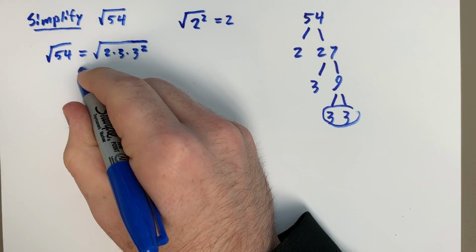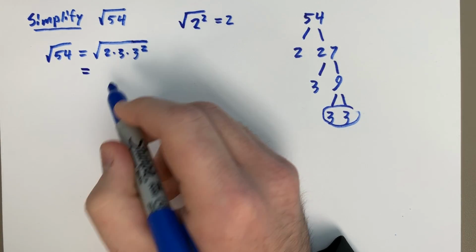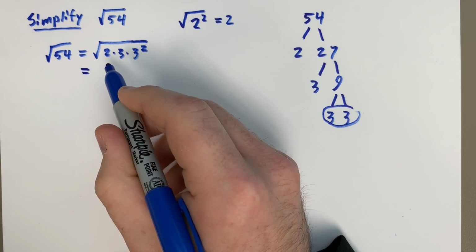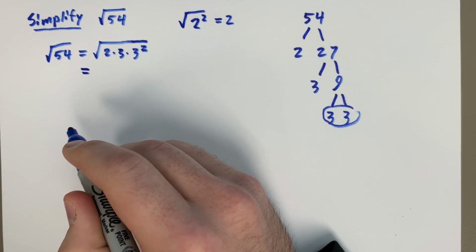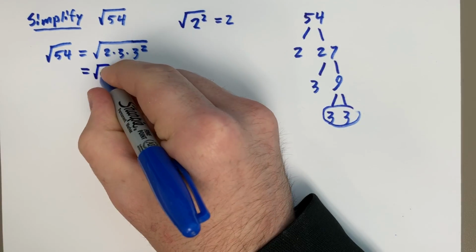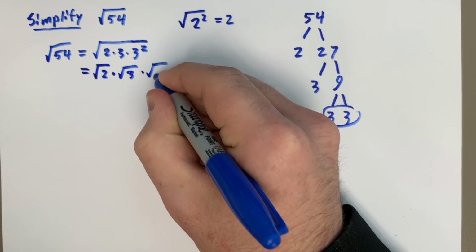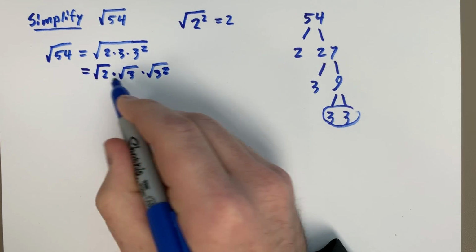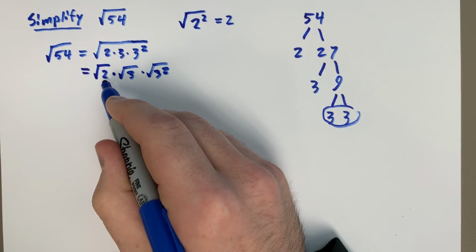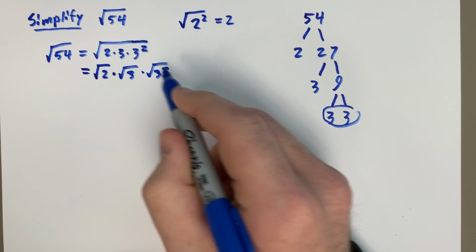But what we're going to do is use our exponent rule for when we have things multiplied inside a radical. So what that gives us is the ability to take this radical and break it up over every single factor here. So what this gives is square root of 2 times square root of 3 times square root of 3 squared. Okay? These don't simplify any further because 2 is not going to be a perfect square. 3 is not going to be a perfect square, so we're stuck with these guys for now.